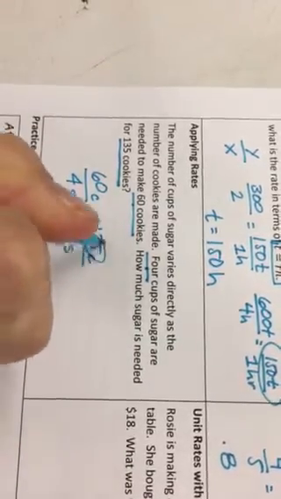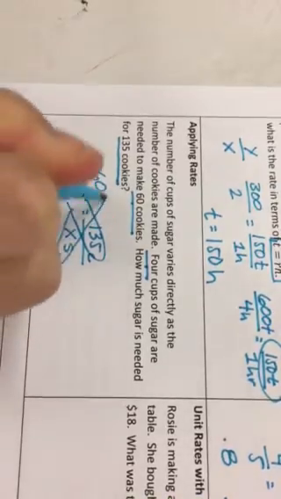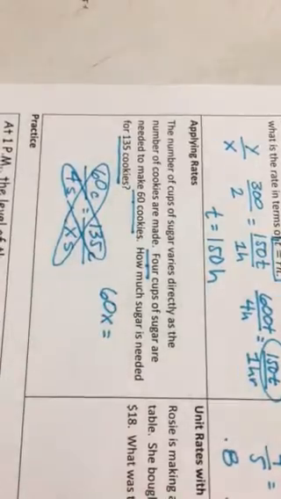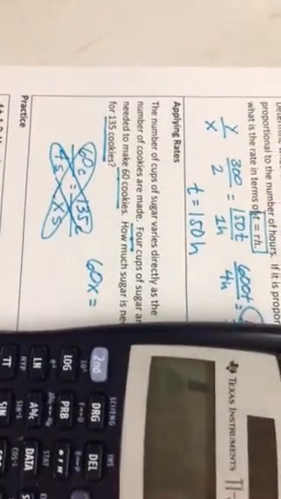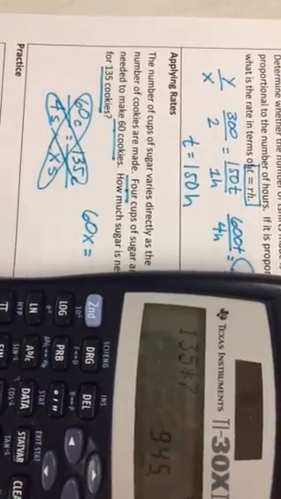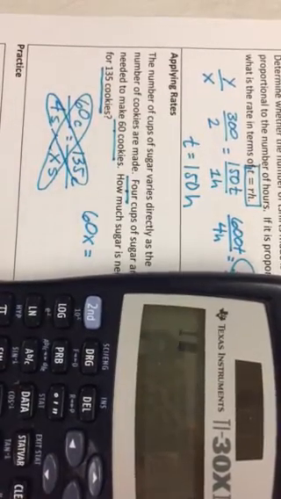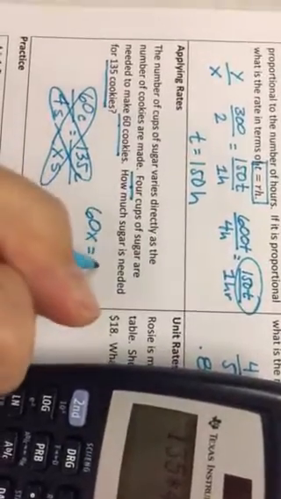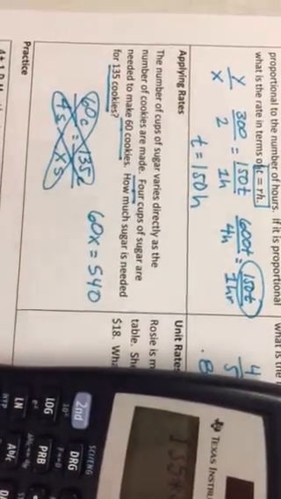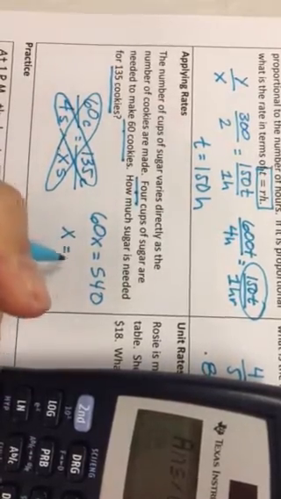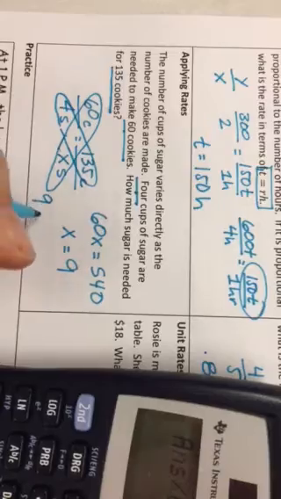Now that I've set up a proportion, I can set my cross products equal. So I need a calculator for that: 135 times 4. And I get 540 divided by 60. So I'm going to need 9 cups of sugar.